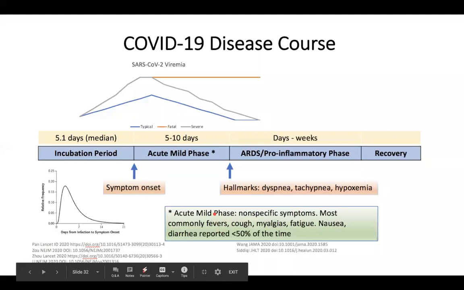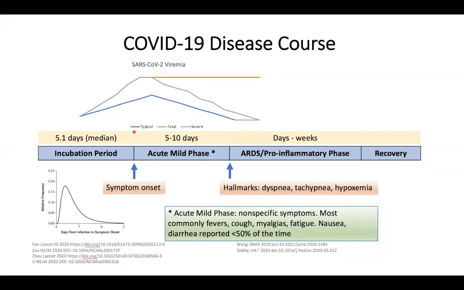This can last about 5 to 10 days and then either ends with recovery, so those are the people who have a mild self-limited syndrome, or progression to more severe symptoms, including progression into this ARDS pro-inflammatory phase. The hallmarks of progressing from the acute mild phase into a more severe phase are dyspnea, tachypnea, and hypoxemia. Once in this ARDS pro-inflammatory phase, this can last for days to weeks and either ends in recovery or demise.